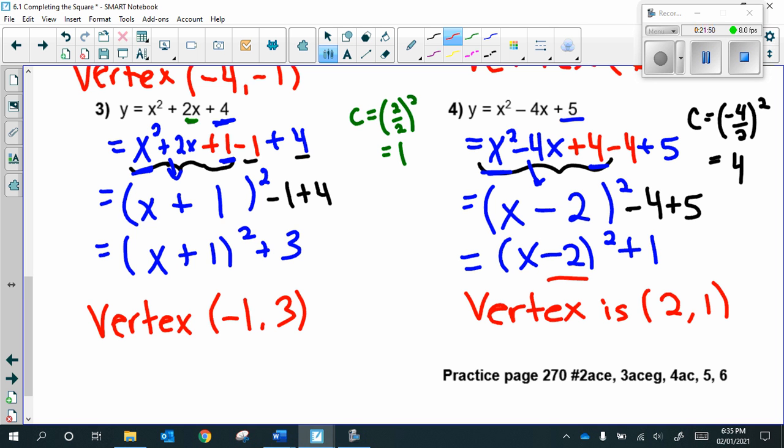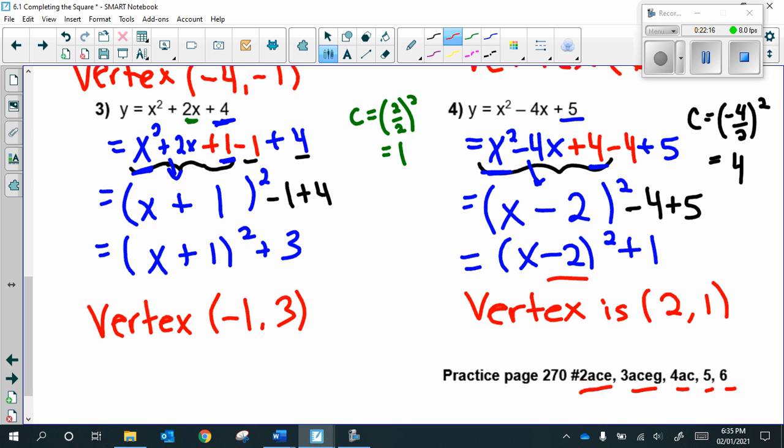Okay, I want you to do the practice on page 270. Do all of these questions. All of these questions are similar to the ones we just did. The more completing the square examples that you do, the better. So the more you practice this stuff, the more you're going to remember it. Make sure you're doing this homework, and then we'll meet at 12:30 to discuss if you have any problems. We'll meet again tomorrow as well.